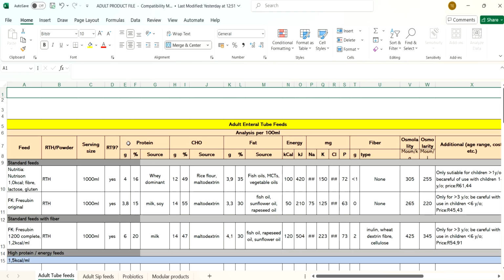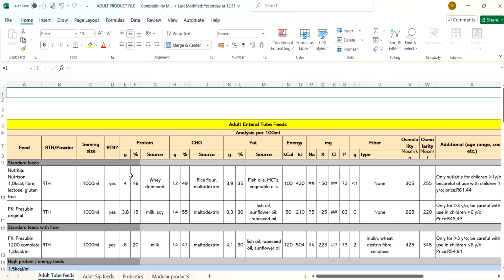So grams per 100 ml analysis, okay, and how much of protein contributes towards your energy. So in this case, we have with Nutricia, the Nutricin 1 kcal, right? It's 4 grams per 100 ml, and it contributes 16% of total energy. So that's your protein. The source of protein is whey dominant. Some maybe casein or whatever, but you look at the type of protein that is used in the feed. It's going to be in the ingredient section, and you add it to the source.